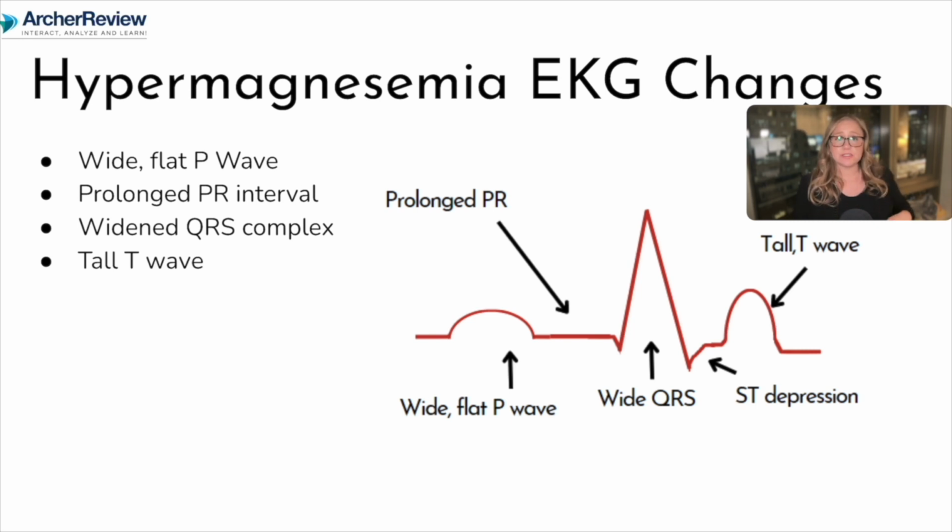The first thing you'll see with a high magnesium or that hypermagnesemia is a wide flat P wave and prolonged PR interval. All right. You'll also see a widening QRS complex, some ST depression, and then a tall T wave. This should sound really familiar to you. We talked about a lot of these changes with hyperkalemia.